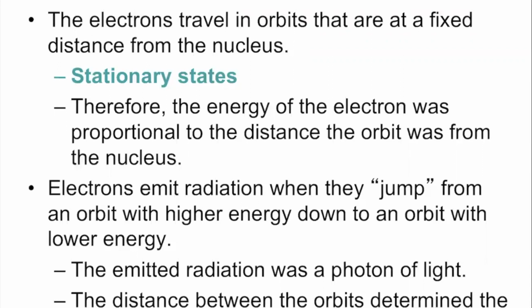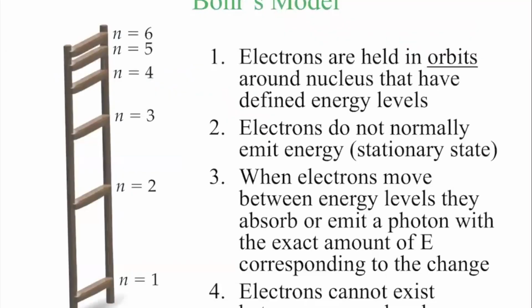Electrons emit radiation when they jump. So if they're just sitting in the orbital, they're not emitting any energy. Think of it this way: if you're sitting, you're not emitting any energy. The minute you start running, jumping, walking, that's when you're emitting energy. When you emit energy, you're going to emit it in the form of light. Think of Bohr's model as stairs, just a ladder. So N6 has more energy than N1.